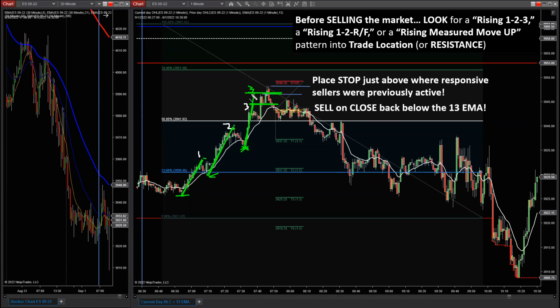Okay. Context is down. We're seeing a 1, 2, 3 pattern. All right. And again, what are we doing? Are we going to put a limit there? No, we're going to wait for it to close back below the 13. Right there. There's our short.